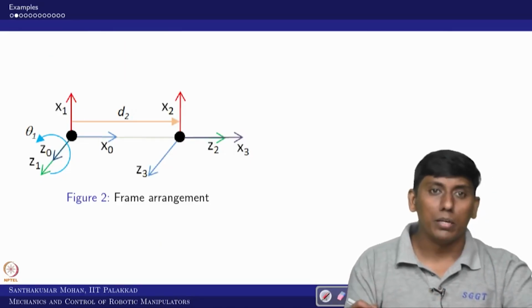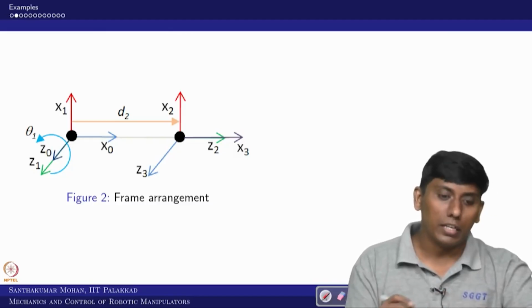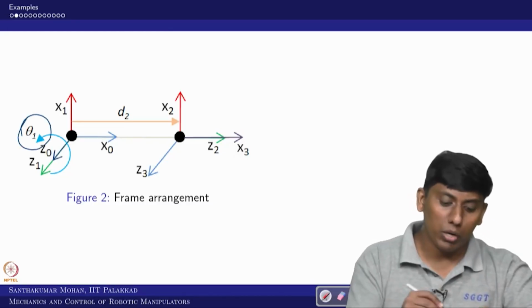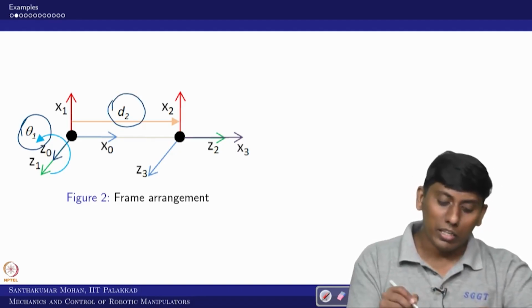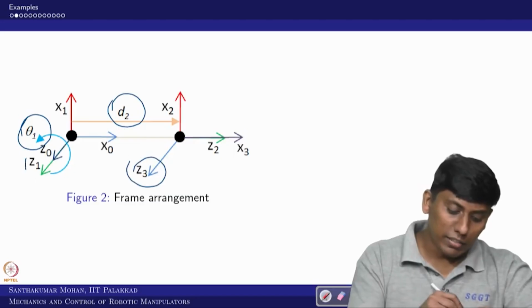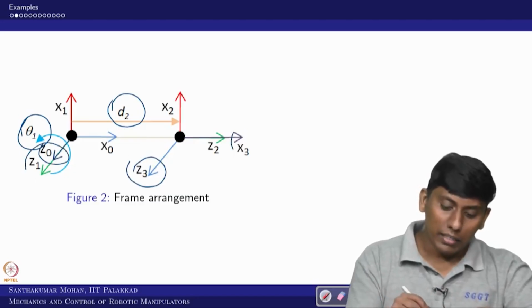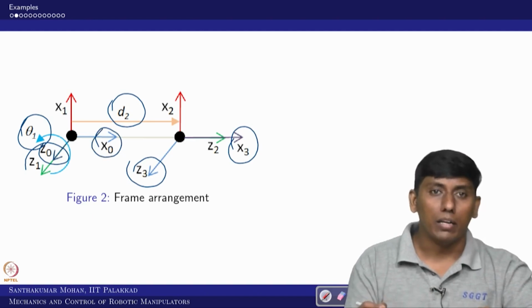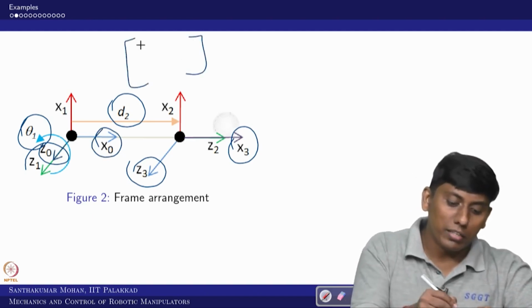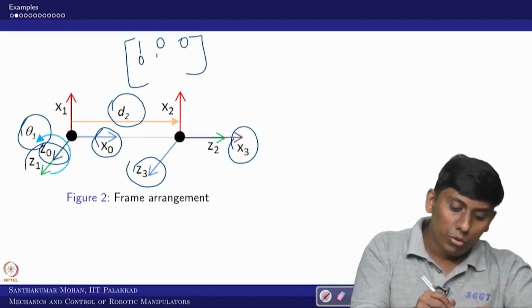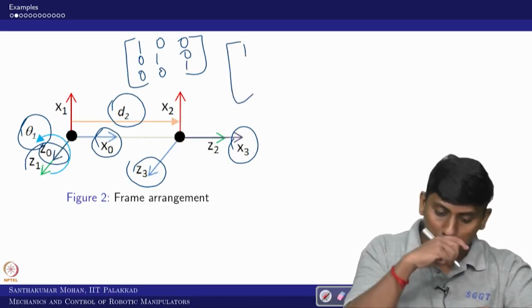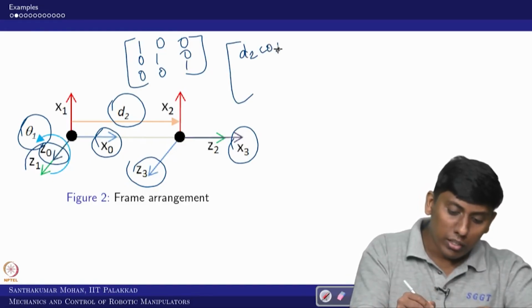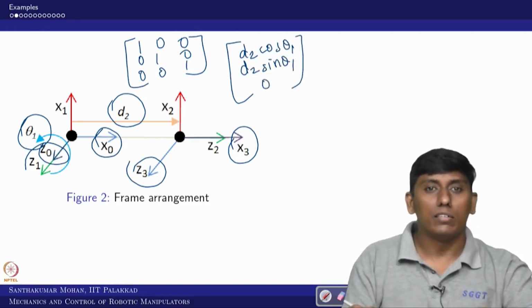So you can see this is the frame arrangement which I had drawn already, that is what we have taken. Theta 1 is one of the variables, which is a rotary joint on the base, and d2 is a piston-cylinder kind of arrangement which is sliding. Now z3 and z0 are parallel, okay, and x3 and x0 are also parallel. In the sense, your orientation matrix would be the identity matrix, right. Your rotation matrix is identity. What would your position vector be? It is d2 cos theta 1, d2 sine theta 1, and 0. Whether we are getting this or not, we will see.